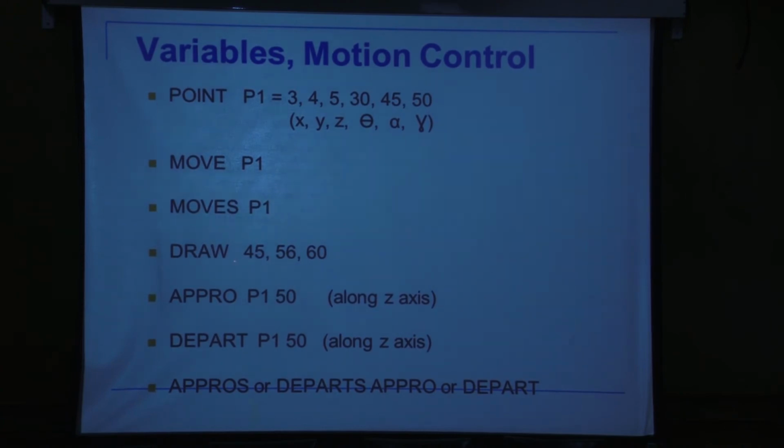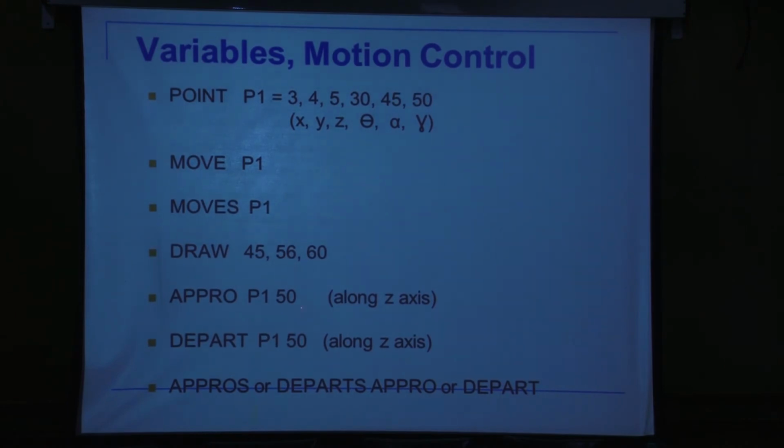Draw is an incremental command. Suppose I say move P1 and I want to make a small correction on P1. Then I can say draw. So this is an incremental command on this. It will make the correction on that quadrant. Suppose it has gone to some point and I want to incrementally correct it. Then I can simply say draw this.